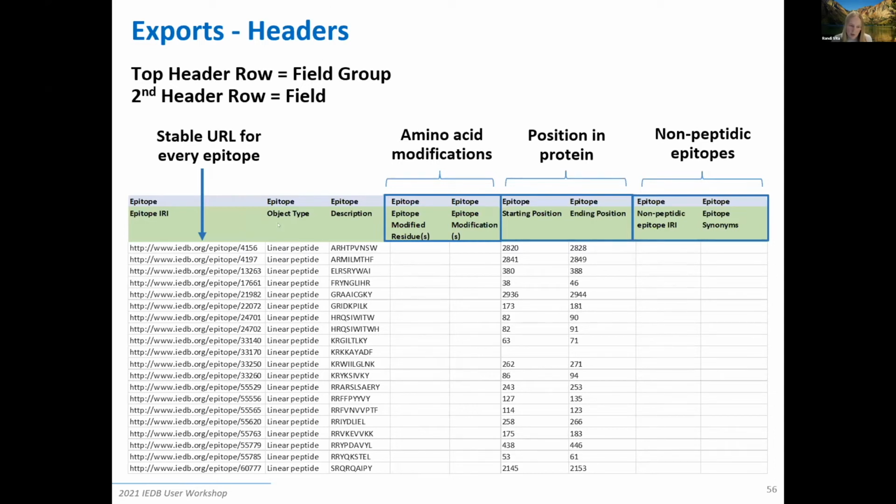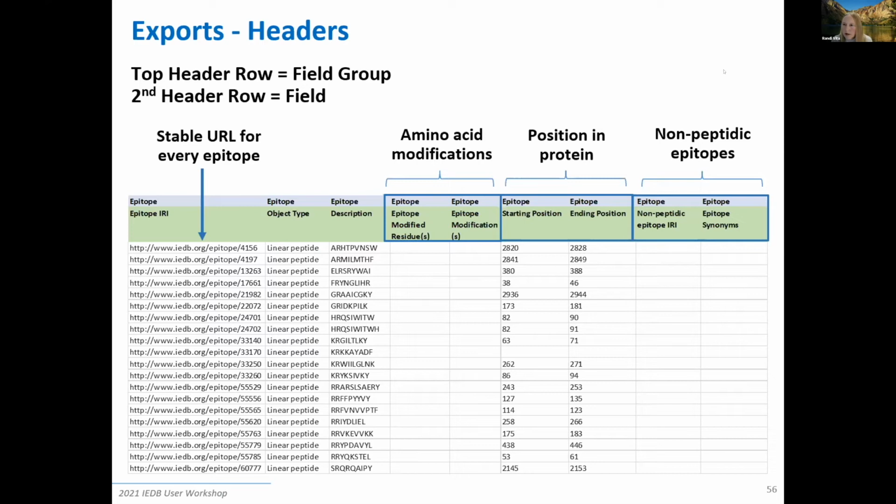So when you export them, and this is an Excel version of that CSV, I want to point out that currently there's two rows. There's a header row that tells you the section, and then the next row is about the field within that section. So these are all fields that relate to the epitope. And this is the epitopes, modified residues, the epitope description, the epitope object type.